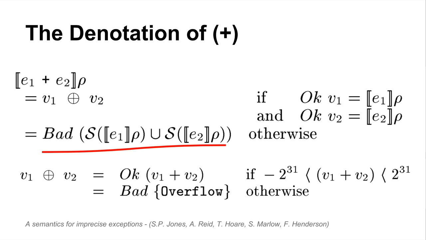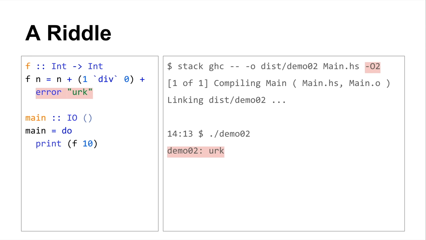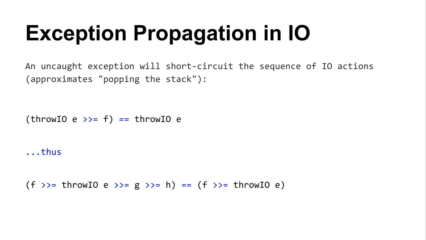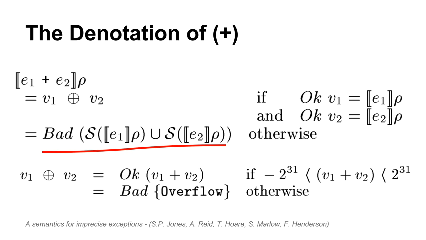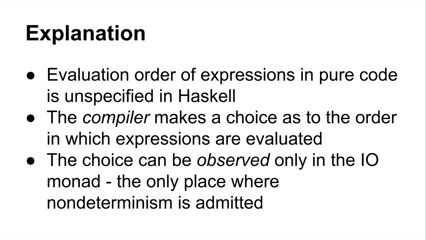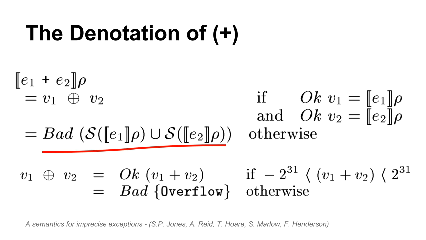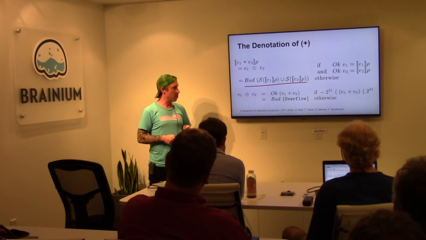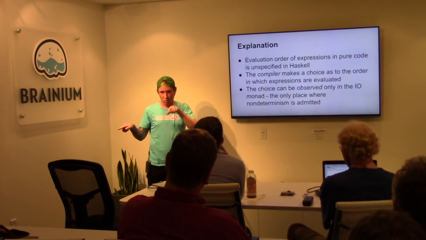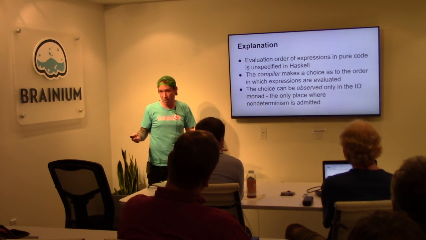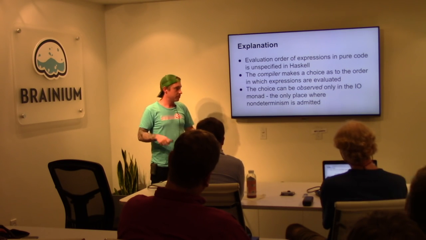And that's kind of interesting, like when you go back to this actual code example, the meaning of f applied to 10 is actually the union of that exception and that exception. Practically speaking, you're going to get one of these errors, but only when you observe it in the IO monad. And that's an important distinction to make. The semantics of the expression is actually the union of both exceptions, but it's up to the compiler to figure out exactly which one it wants to do, and you can only observe it in IO anyways. So, you know, there's that.